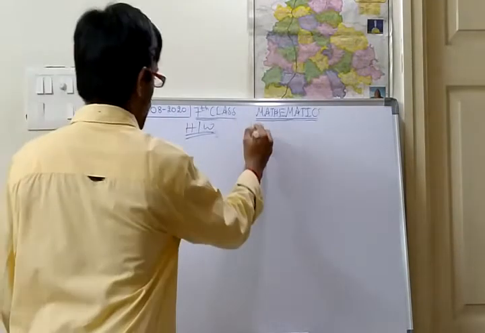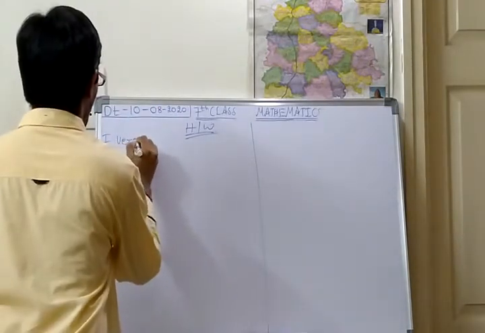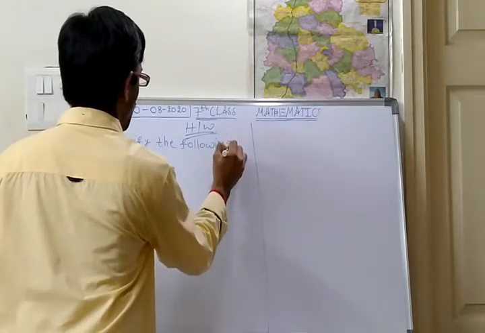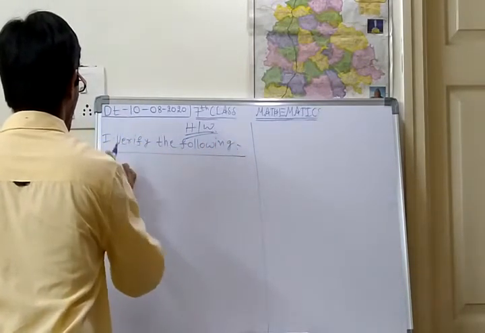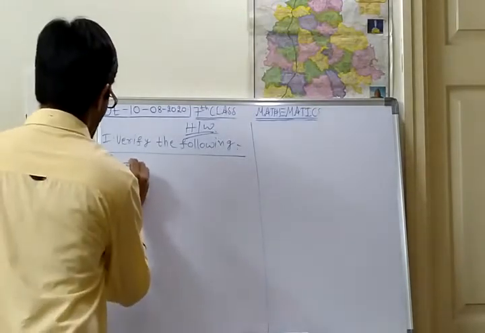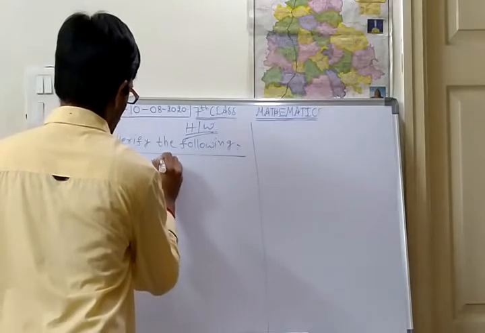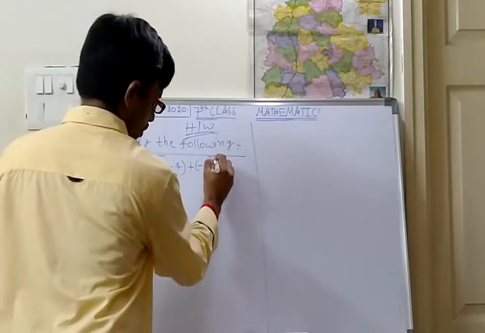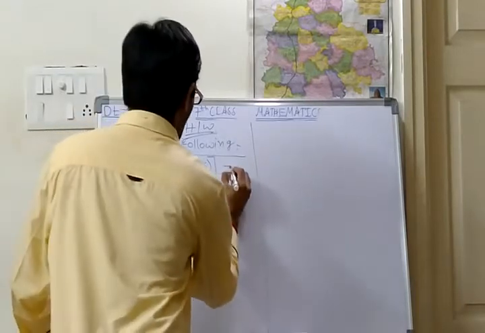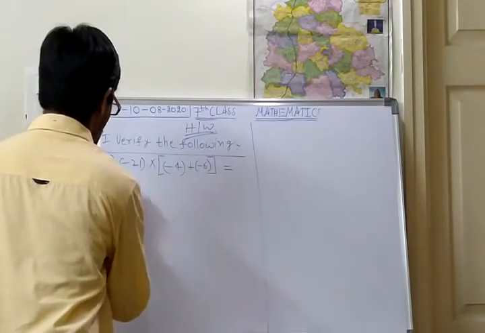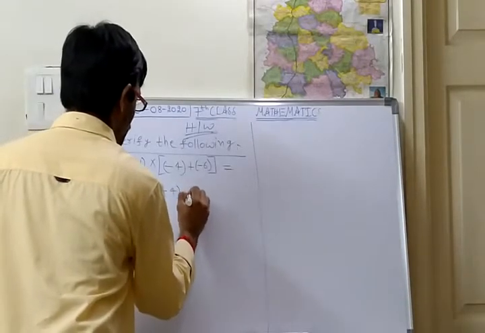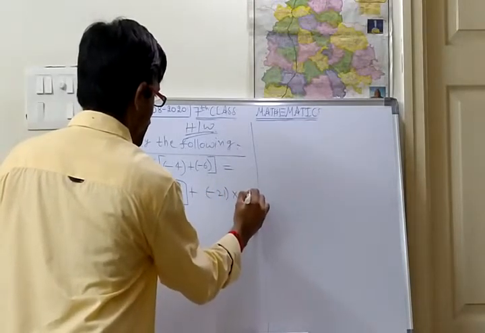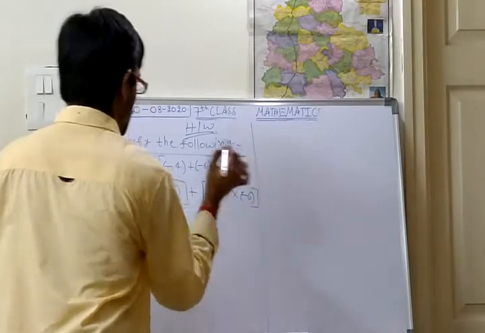First bit, verify the following. First one: minus 21 into minus 4 plus of minus 6 is equal to minus 21 into minus 4 plus minus 21 into minus 6. Okay, verify this problem from this first bit.